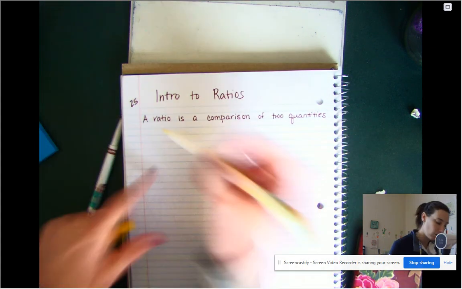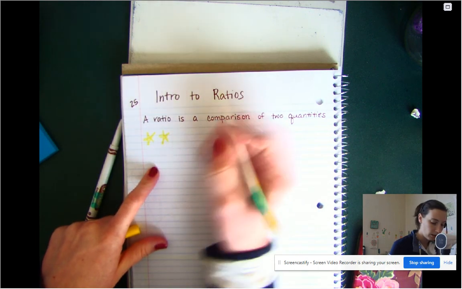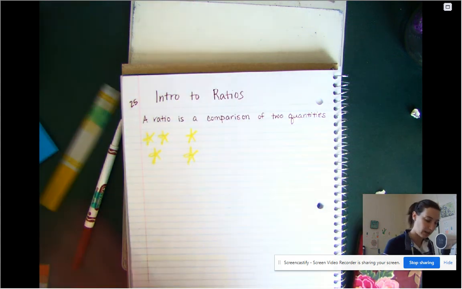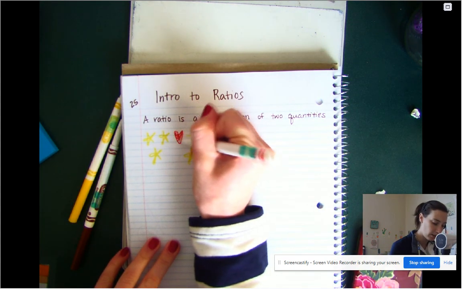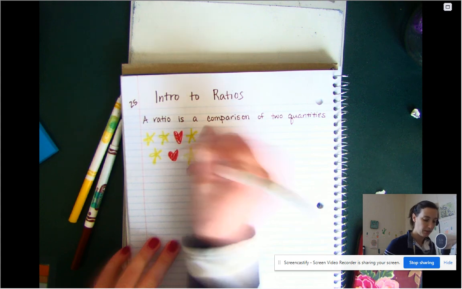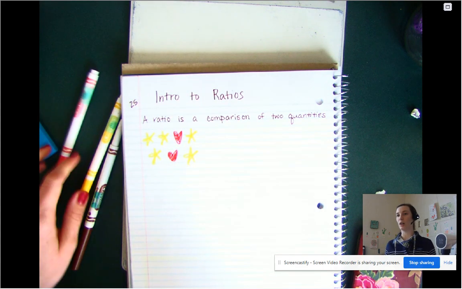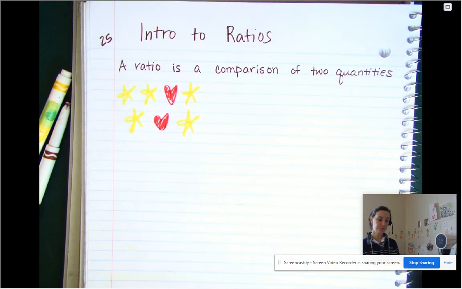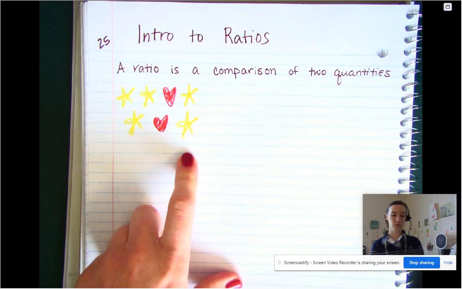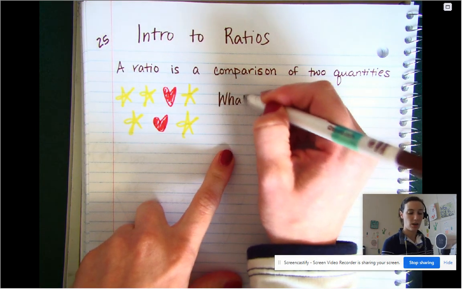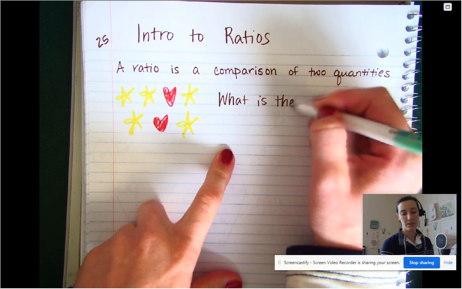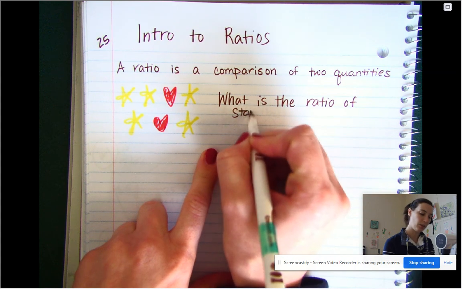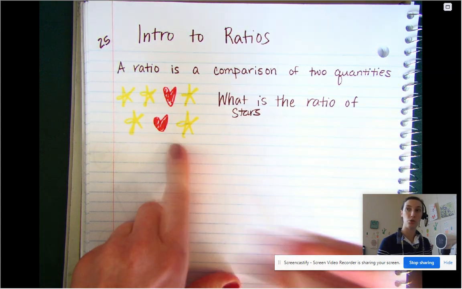So we're going to draw a little, and we'll add some hearts in here. So I have 5 stars and 2 hearts. Apologize if that's difficult to see. And we're going to write the ratio of stars to hearts. In other words, we're going to compare the quantity of stars to the quantity of hearts.